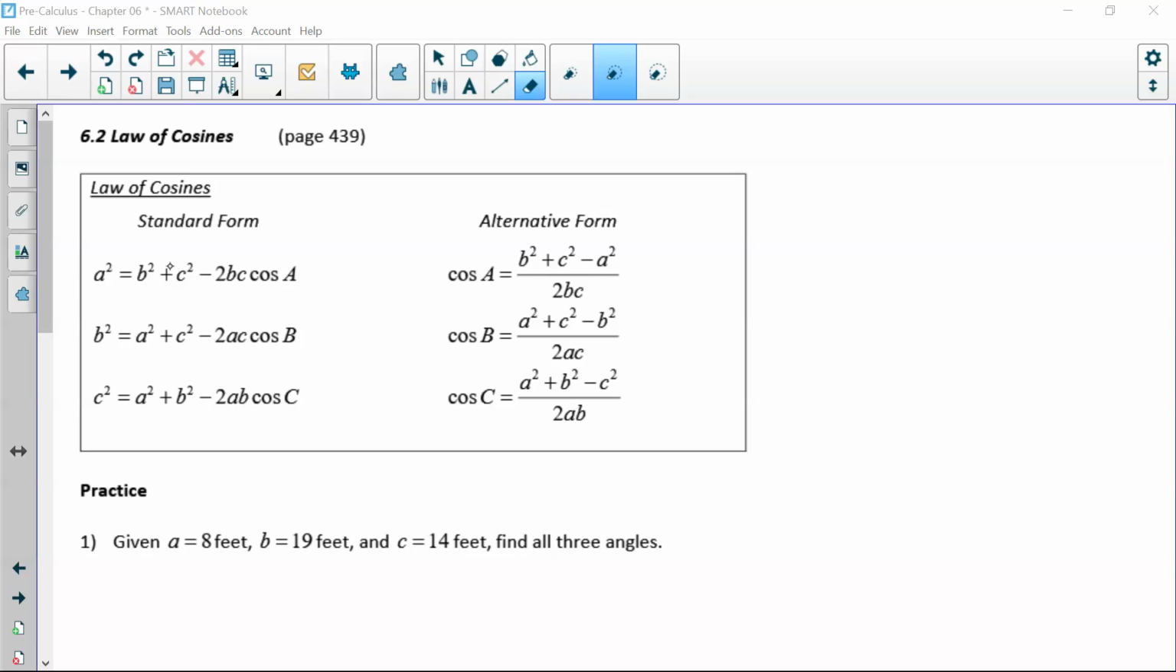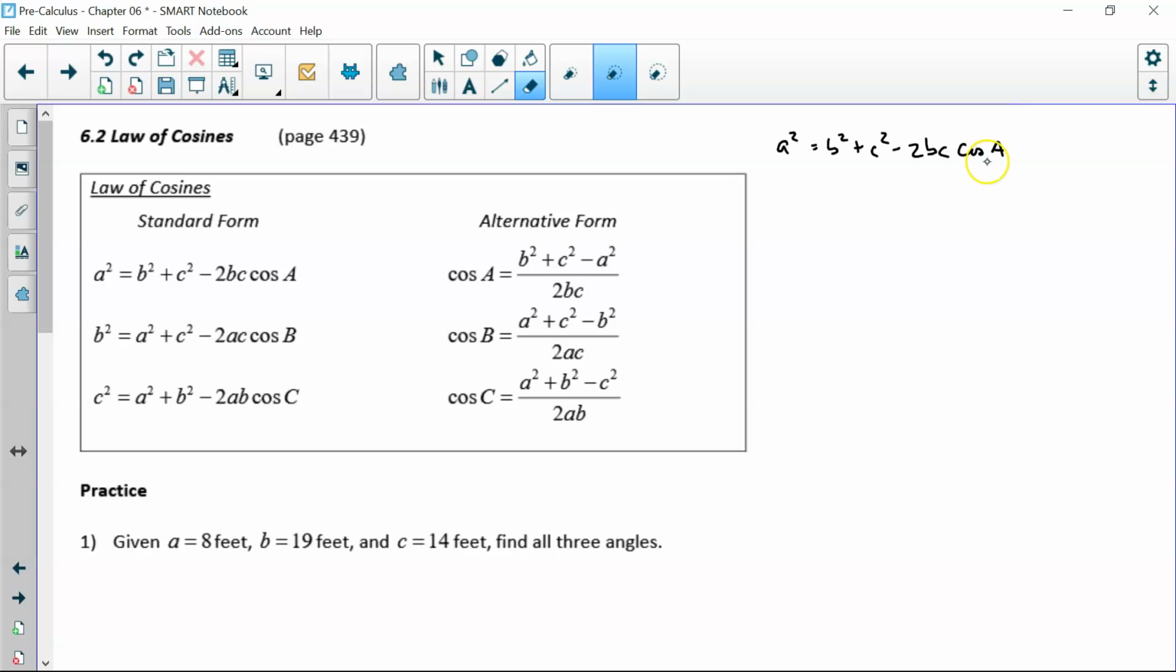And you can see when we have a squared, it's the cosine of A. B squared, it's the cosine of B. C squared, the cosine of C. We also have an alternative form where it's cosine of A equals, or cosine of B equals, or cosine of C equals. They're just rewrites. So we can look at rewriting it. So a squared equals b squared plus c squared minus 2bc cosine of A.